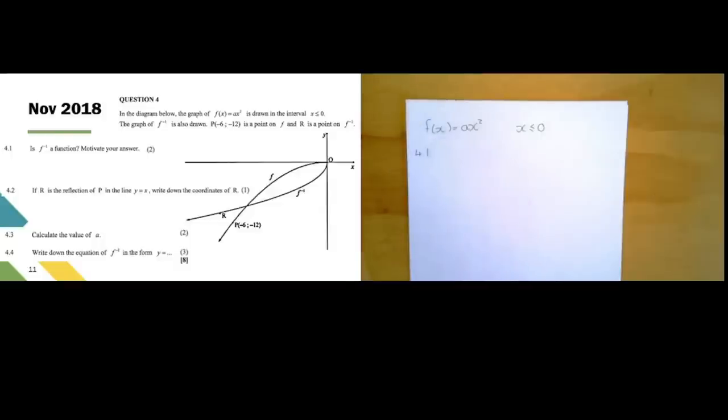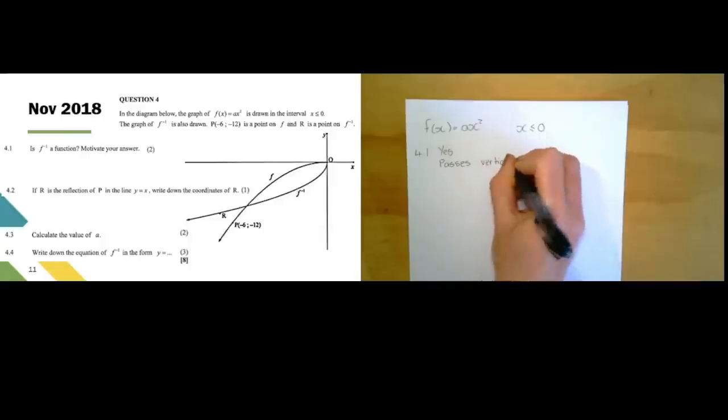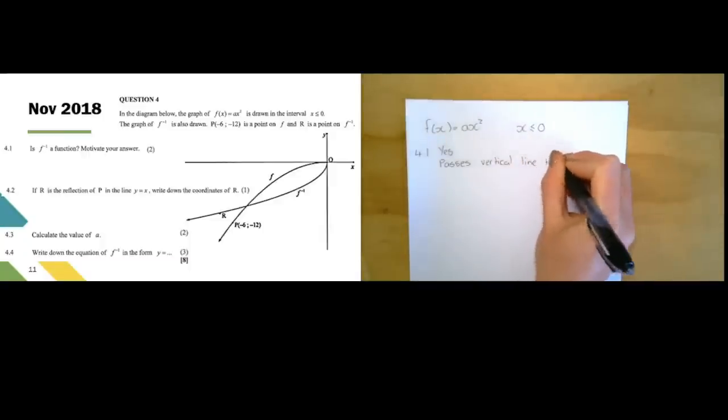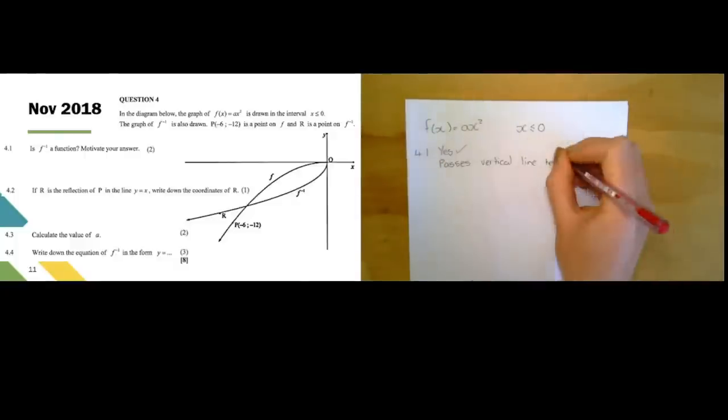4.1, our first question. Is the inverse a function? Motivate your answer. So if you look on your graph, is your inverse a function? If you put a ruler on it, would it pass the vertical line test? Yes. So yes, the inverse is a function. And you could have said it passes the vertical line test. Or you could have said that for every x value, there's only one corresponding y value. It does not matter. You can either say it passes the vertical line test, or for every x value, only one corresponding y value. Two marks, a mark for yes and a mark for your reason.